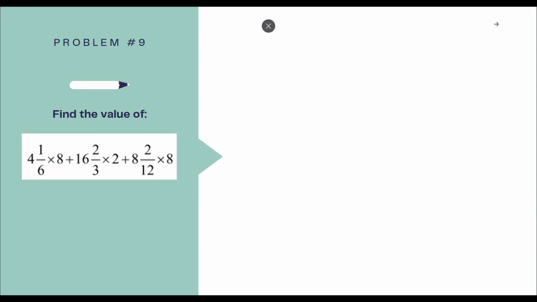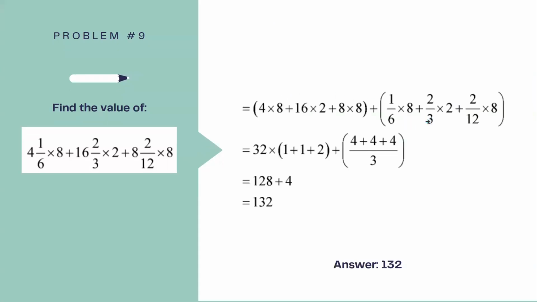So your answer is 132. Most of you answered 132. Okay, so let's see. This should be the solution. For this one, you can group all the whole numbers. So we have 4 times 8 plus 16 times 2.